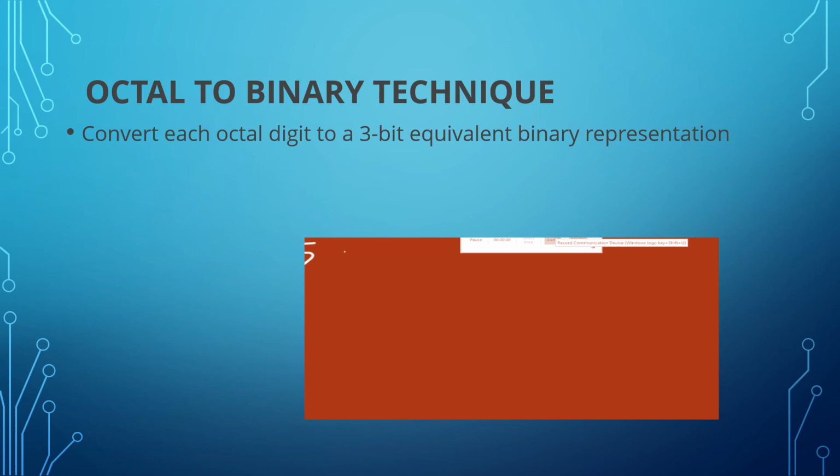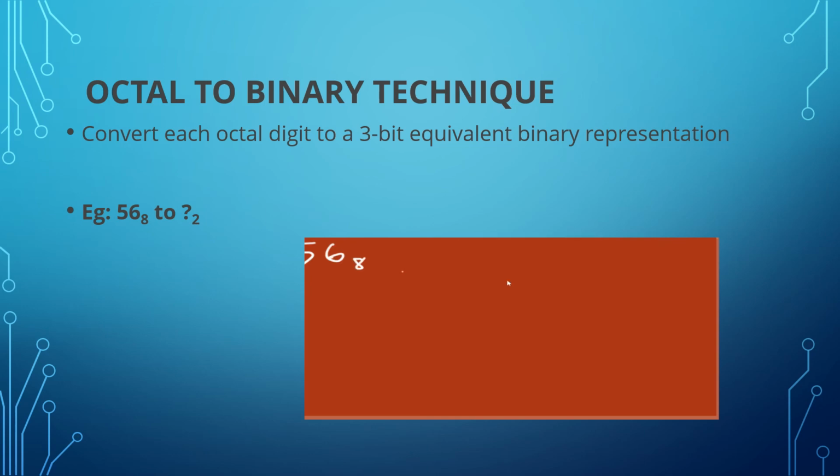The last technique is octal to binary conversion. Here we are going to learn how to convert each octal digit to a 3-bit equivalent binary number. So consider an example of converting the octal 56 to its binary equivalent. This is a tricky method to convert octal to binary, a little easier to understand. Now take the two digits 5 and 6. So take 4, 2, 1, 4, 2, 1. 2 power 0 is 1, 2 power 1 is 2, 2 power 2 is 4.